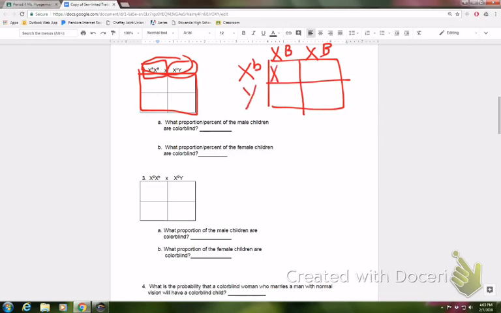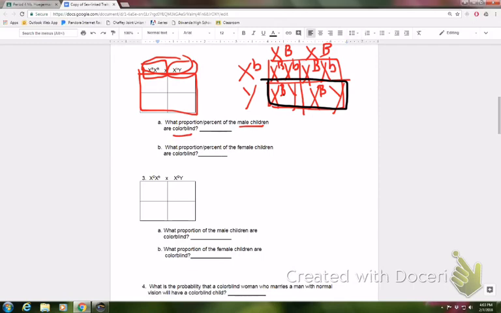So remember, we go X big B, X little b in this box, X big B, X little b here, X big B, Y here, and X big B, Y here. So you set up that Punnett square, and it asks how many male children are colorblind. Well, then you have to look in your Punnett square, and you have to figure out, well, where's the males? Are those XXs or XYs? Those are your XYs. And are any of them colorblind? We'll let you go back up and look at the key to figure that out, but you're looking if this capital B means colorblind or not.